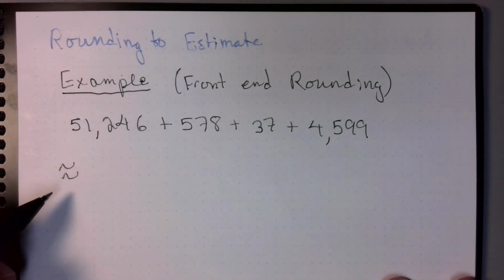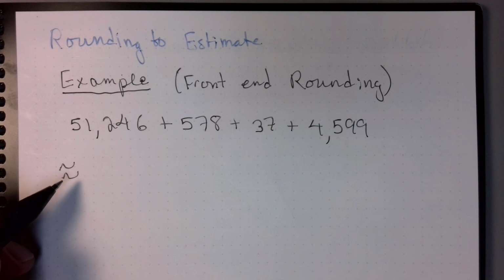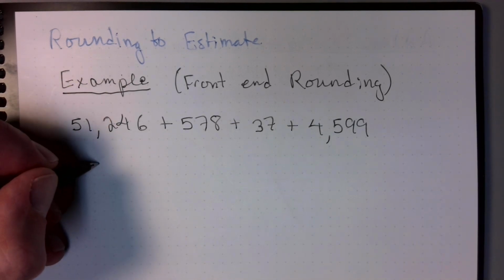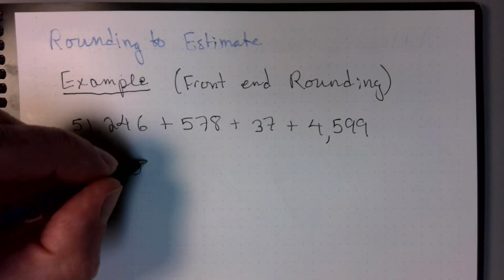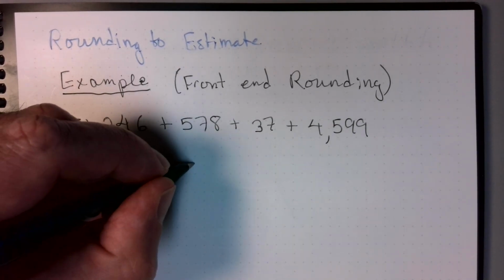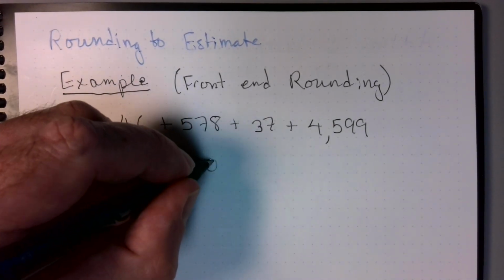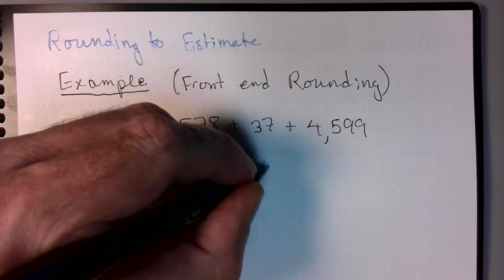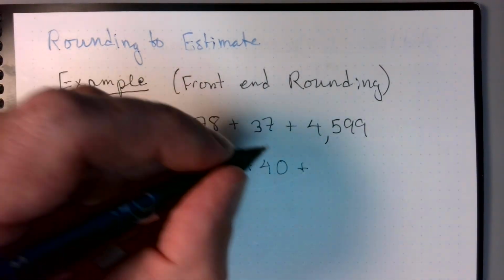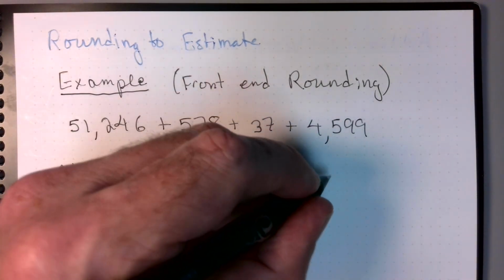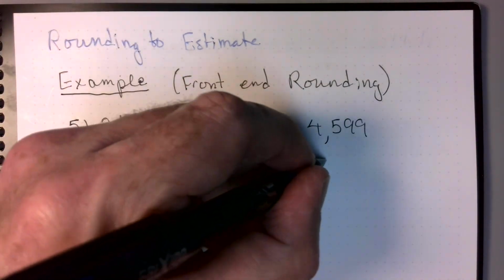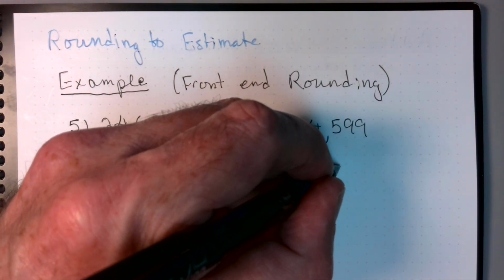I'll say this squiggly equal sign is approximately equal to. Okay, so we'll estimate this one to be 50,000. We'll call this one 600. We'll call this 40, and we'll call this, oh, you could call it 4,600. Just go ahead and call it 5,000.